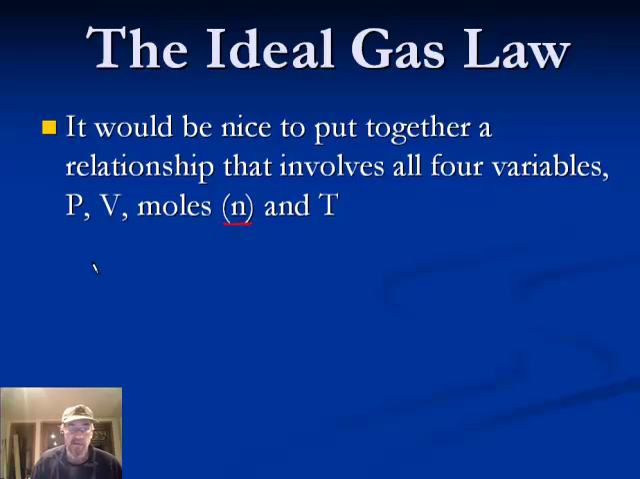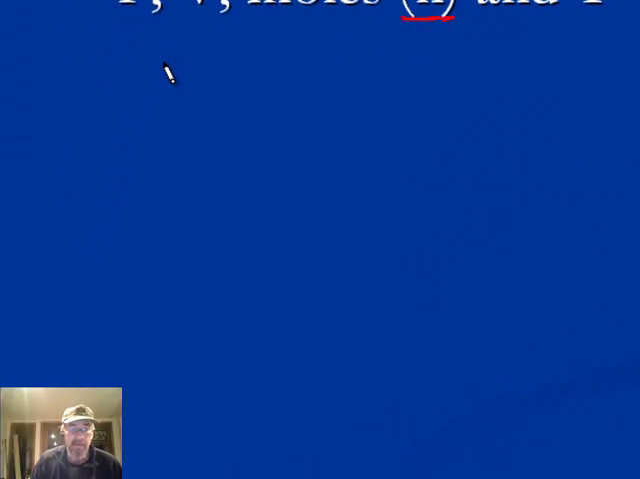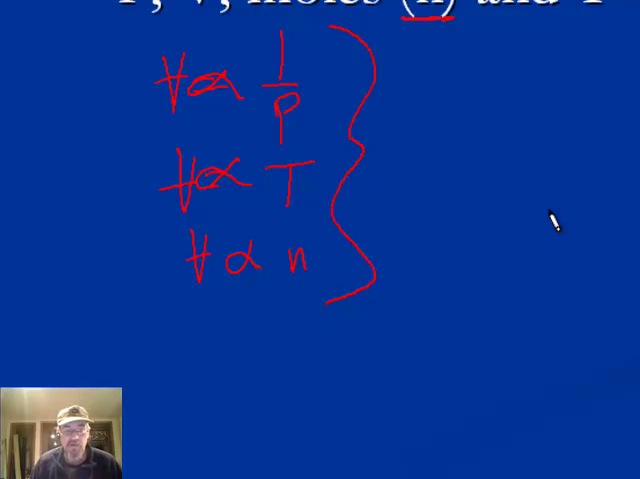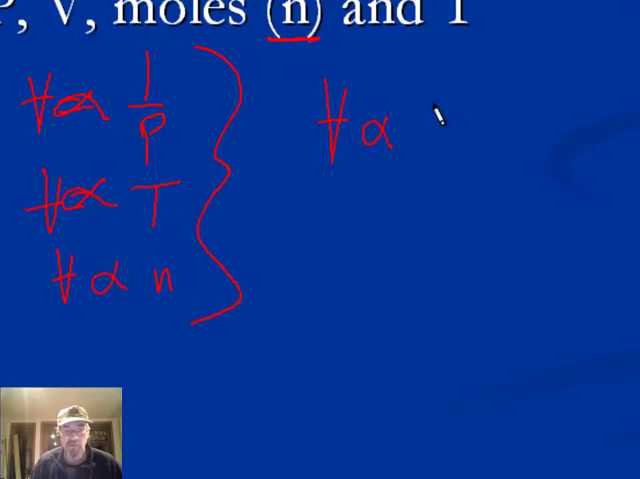Well, here's what we know already. We know from Boyle's law that volume is proportional to 1 over pressure, the inverse of pressure. We know that volume is also directly proportional to temperature from Charles' law. And we know that volume is directly proportional to number of moles from Avogadro's principle. So if we smush all these things together into one law, volume is proportional to temperature, it's proportional to number of moles, and to the inverse of pressure. So volume is proportional to the product of temperature times number of moles divided by pressure.